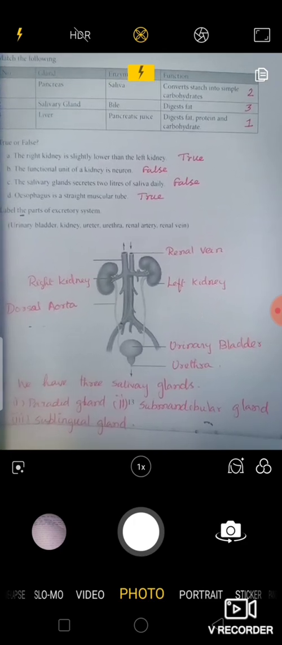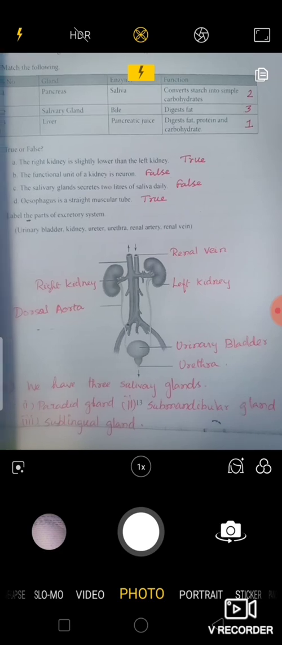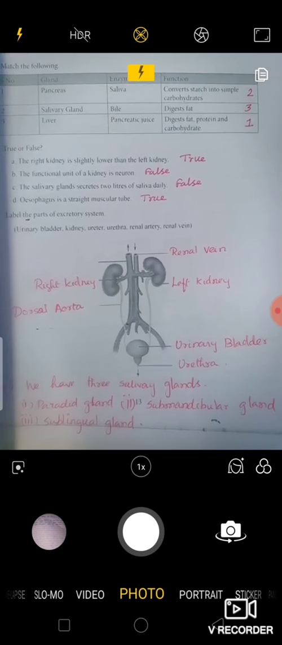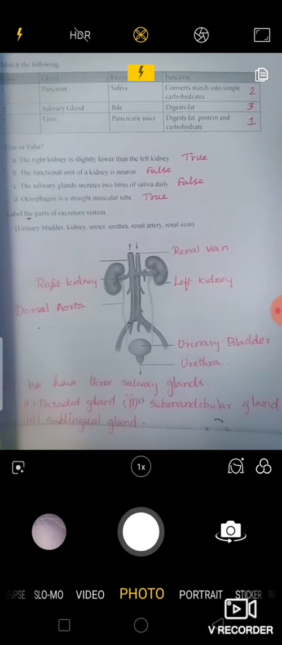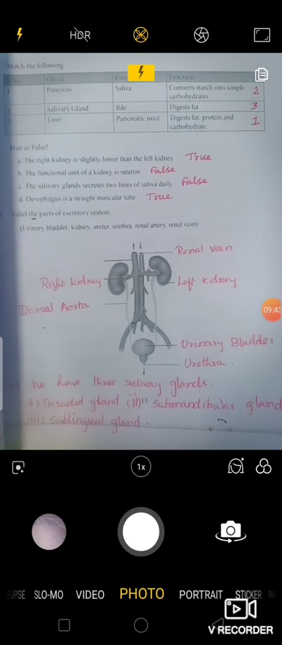Also, I have written the answer for the second question. How many salivary glands do we have? What are they? We have 3 salivary glands, and the names also have been given to you. So you see and write the answers.